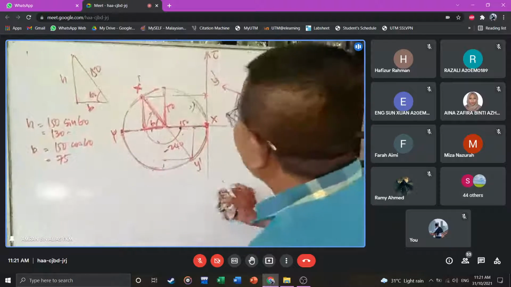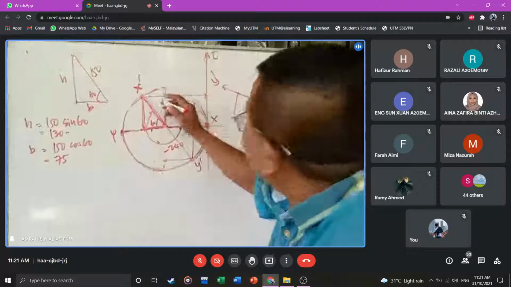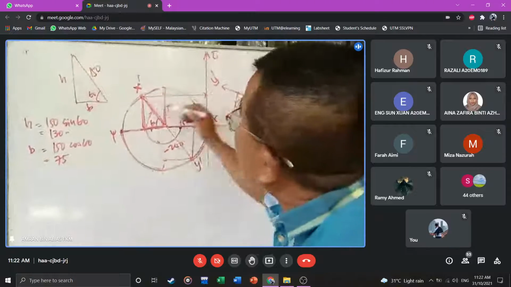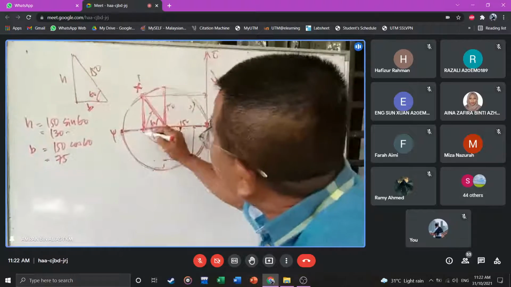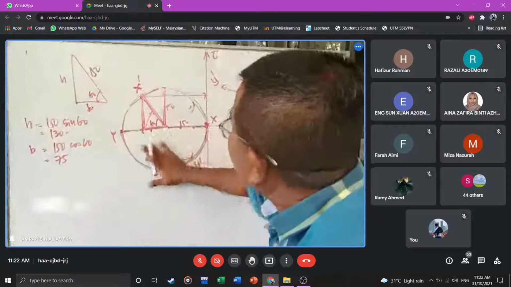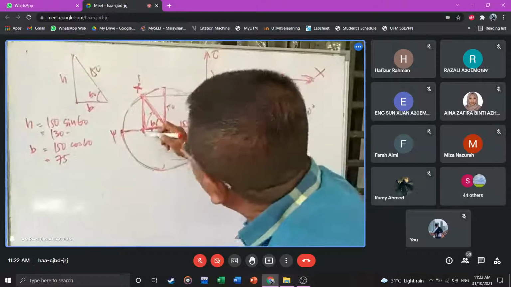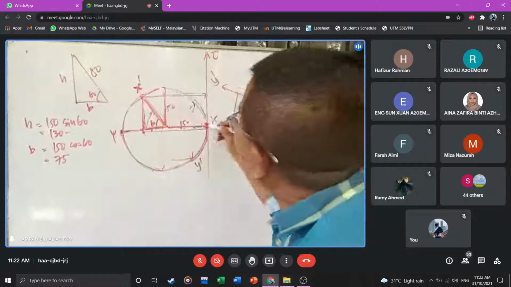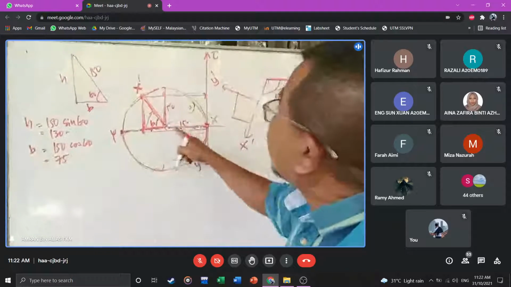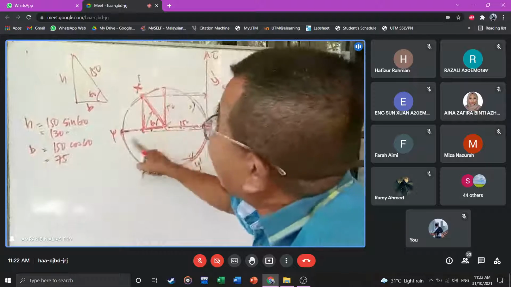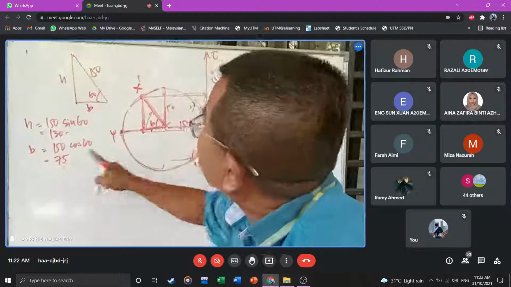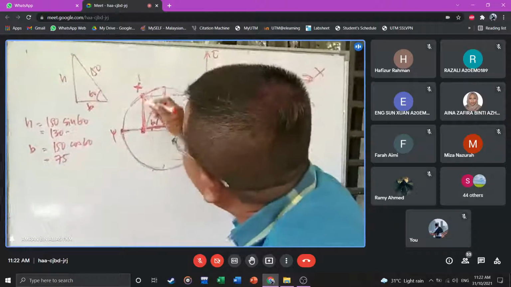So now I want to find that. I want to write here, I have to know positive, negative there. So how do I know that position there? How do I know from here? The reading must be from here. So I know that is minus 150. That is minus 75.